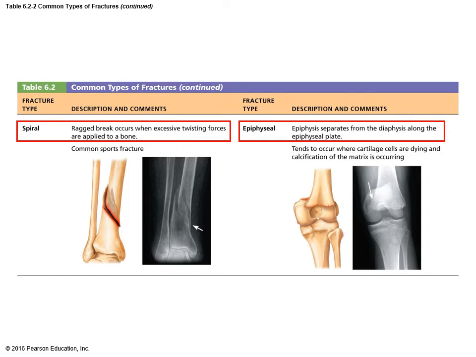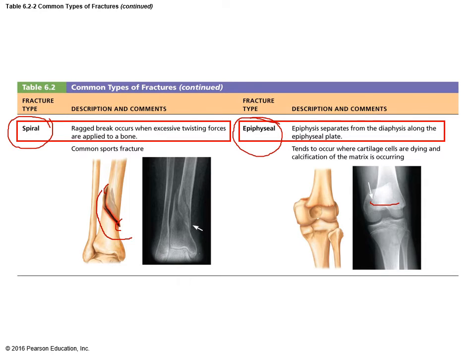Over here we have a spiral fracture. The spiral fracture is usually the result of a twisting force. This is actually the most common sports fracture that occurs, and as you can see, it does have a high and a low point because of the twist formation. If there is an issue with the epiphyseal plate, we call it an epiphyseal fracture, and that is because the fracture has occurred along the plate. Usually that happens if there's some issue with the overall health of the cartilage cells.